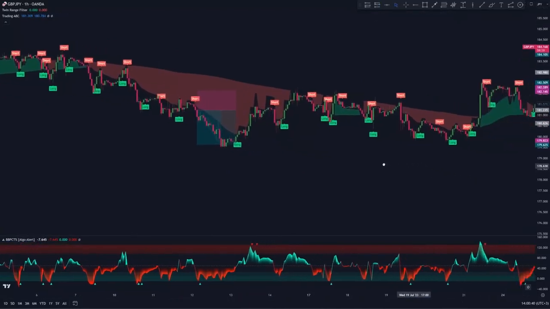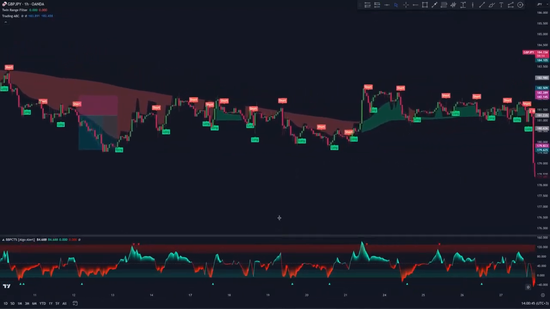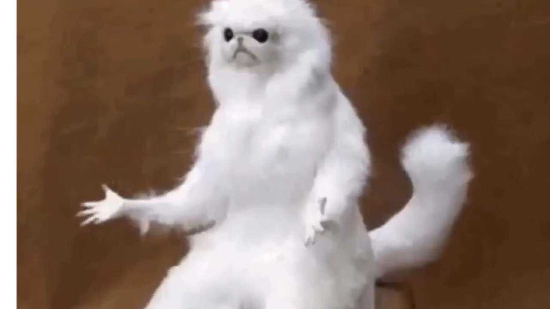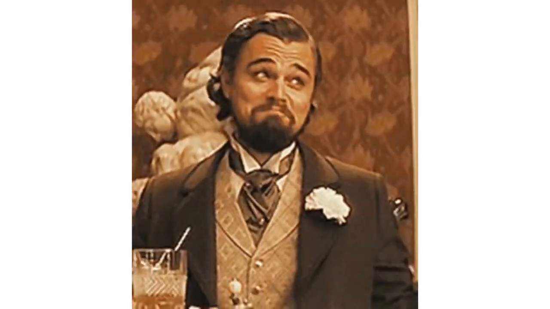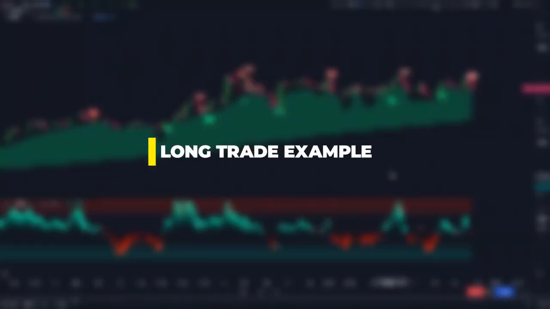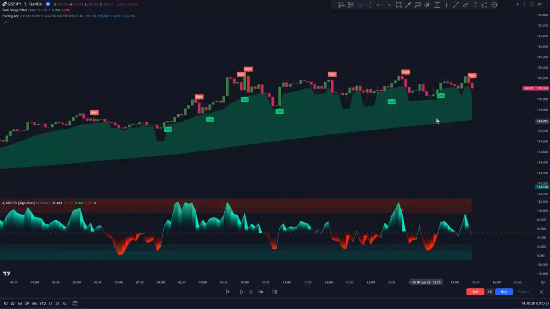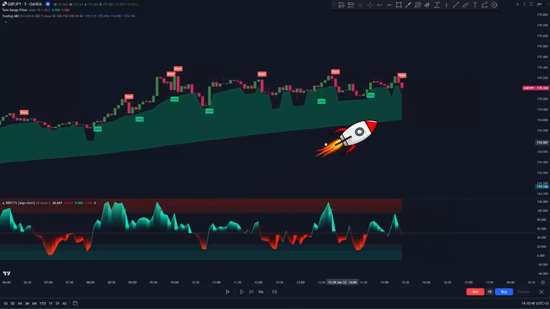Now, with these 3 indicators added to the chart, you may start to wonder, how exactly are we going to take trades with all these indicators combined? Well, let me show you. To take a long trade, first, the trend ribbon of the trading ABC indicator should be colored green and the price should be trading above it. This indicates that the market is in a bullish trend.